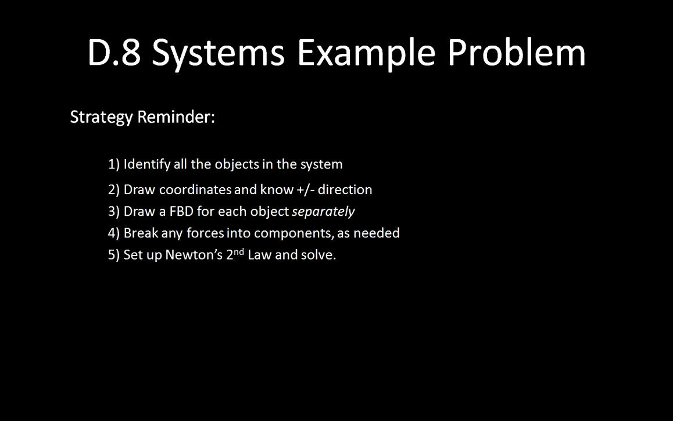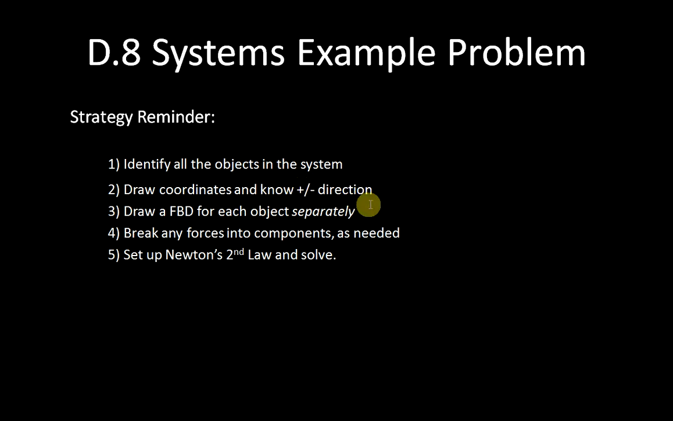Welcome to the video that's going to walk us through an example problem for systems. That means we're going to apply Newton's second law for two or more objects that are connected together. This will be the same approach that you're going to use whenever we have multiple objects connected and you need to use Newton's second law to figure out how or in what way the objects are moving. Before we jump right into the problem, a couple reminders about our strategy.